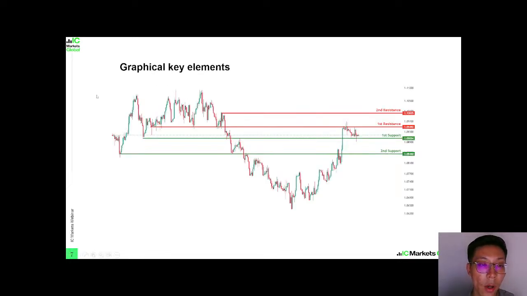Okay, so these are what we call graphical key elements. Graphical key elements, simply put, are your horizontal levels, like your support and resistance levels. You can see right here we have a very nice support level. Right here we have 2 points where it touched, and this is our overlap support level. Then we also have our first support level, which is an overlap support level as well. And then we have our first resistance, which is an overlap resistance level. And then we have our second resistance, which is a swing high resistance level.